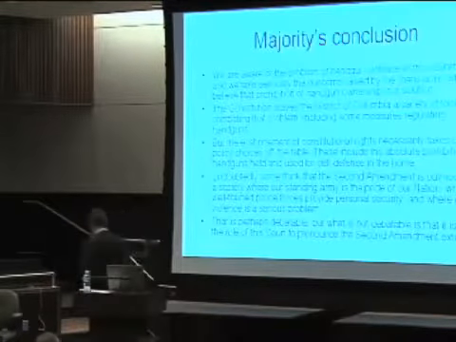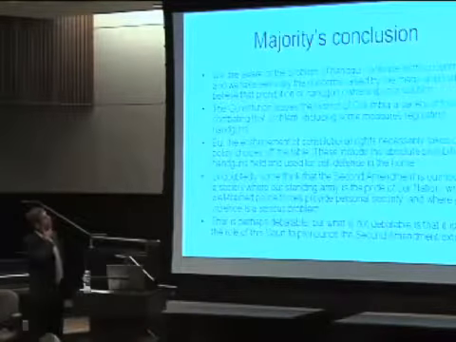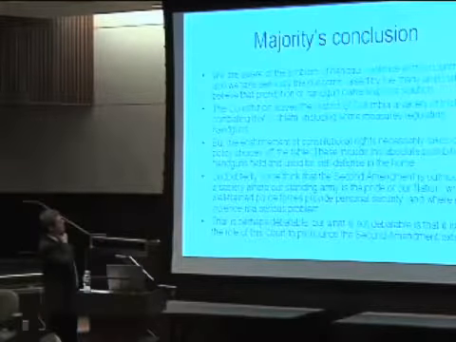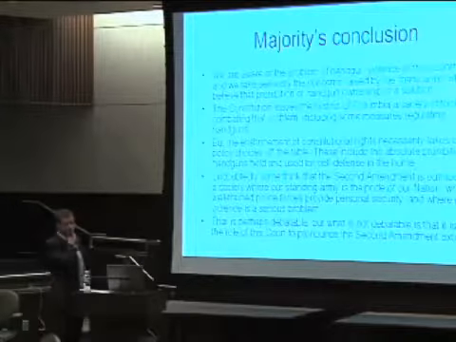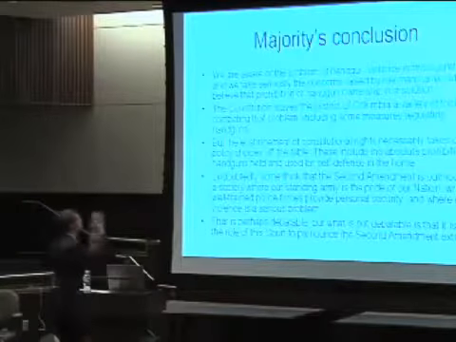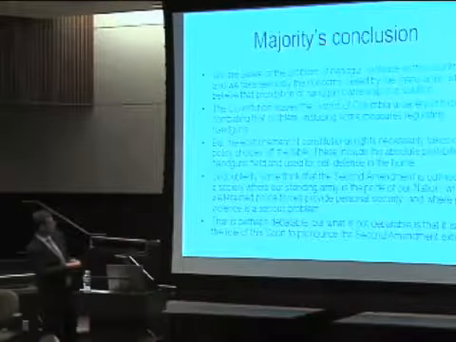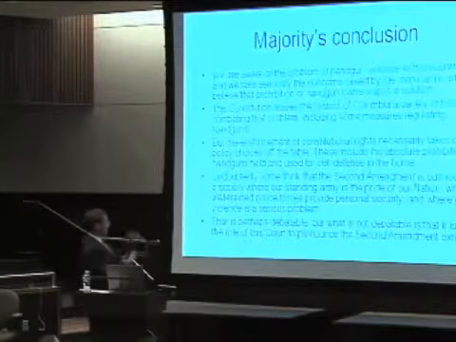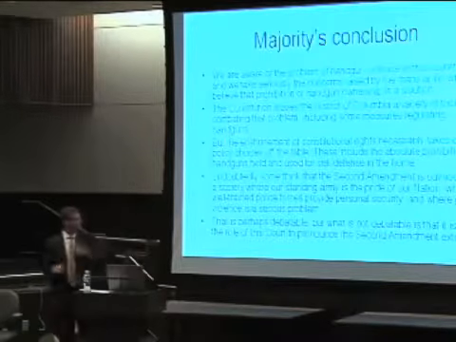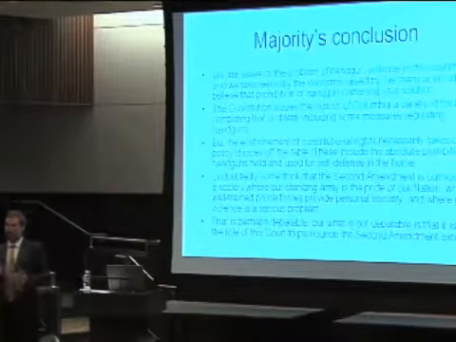Let me close with the majority's conclusion and with one other criticism. So the majority says, look, we're aware of the problem of handgun violence. We take seriously concerns. The Constitution leaves DC a variety of tools for combating the problem, including some regulations of handguns. We're not absolutists. We're not saying no gun restrictions at all. But the enshrinement of constitutional rights necessarily takes certain policy choices off the table. These include the absolute prohibition of handguns held and used for self-defense in the home. Undoubtedly some think the Second Amendment is outmoded, but it's not the role of this court to pronounce the Second Amendment extinct. So one thing you might ask is, what would the framers have thought of this?